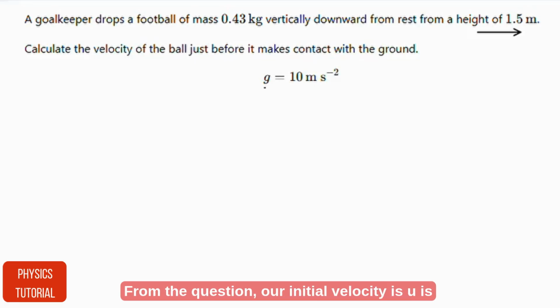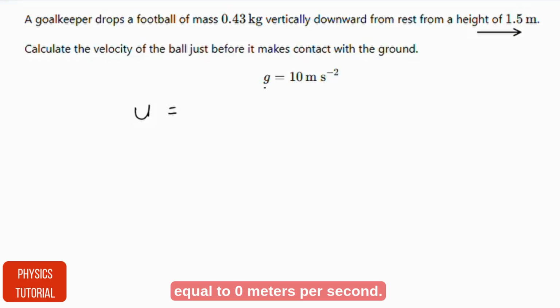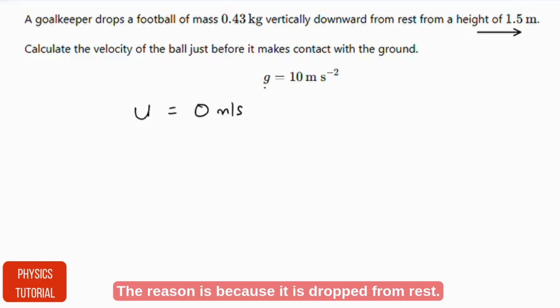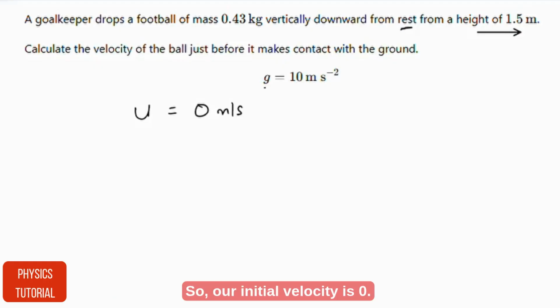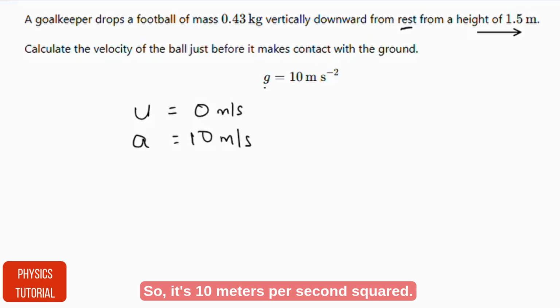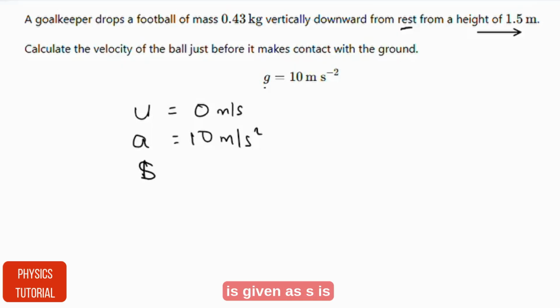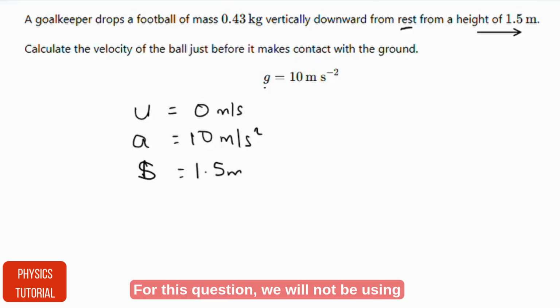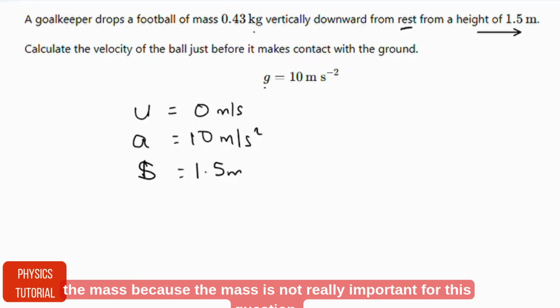From the question, our initial velocity u is equal to 0 meters per second. The reason is that it is dropped from rest. So our initial velocity is 0. Our acceleration a is given as 10 meters per second squared. Then our displacement is given as s equals 1.5 meters. For this question, we will not be using the mass because the mass is not really important for this question.